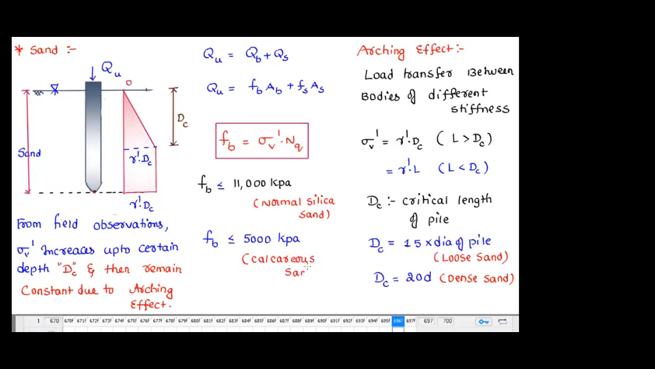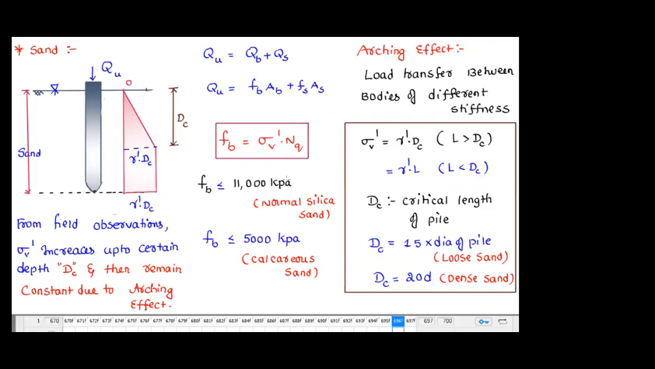Calcareous sand is nothing but sand mixed with lime. Okay, so these are the ranges. In examination, especially in ESE, they might be asking this, the ranges also.